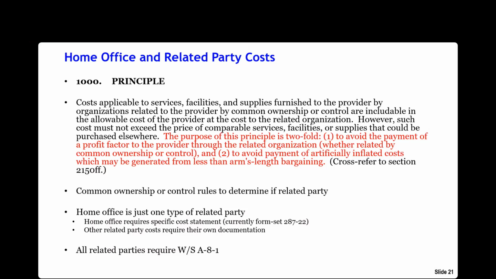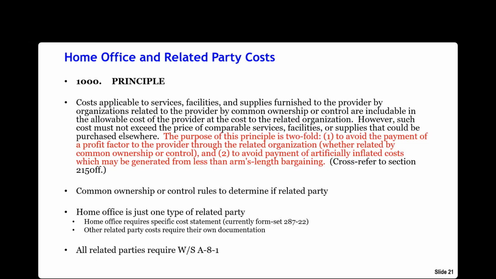Now, we're not going to get into the details of common ownership or control. That's a separate topic altogether, what constitutes that. But for related parties, we tend to focus on the home office, and we largely will today. But there are also other related parties that are not a home office. They're just providing a supply. They're not providing overall management support. The home office has its own documentation. It's the cost statement. It's now Form 287-22. For other related parties, it's going to be up in the air what type of documentation you see.